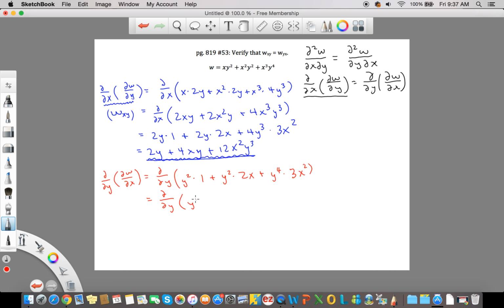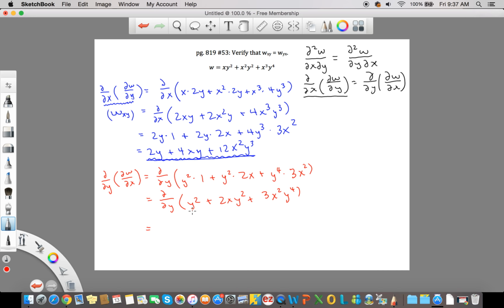So to simplify this a little bit, we're going to have d dy. This is going to be y squared plus 2x y squared plus 3x squared y to the fourth. Okay, and now we're taking the derivative of this expression right here with respect to y. So when we're doing with respect to y, just like before, x's are considered constants. So we're going to go term by term again.